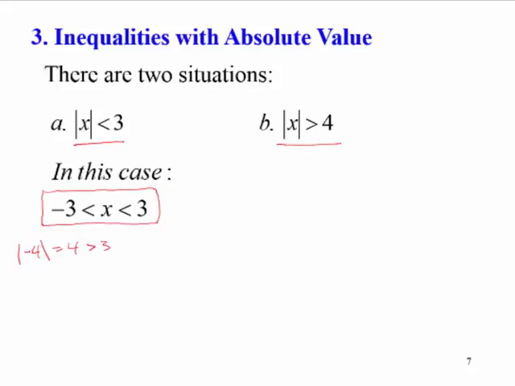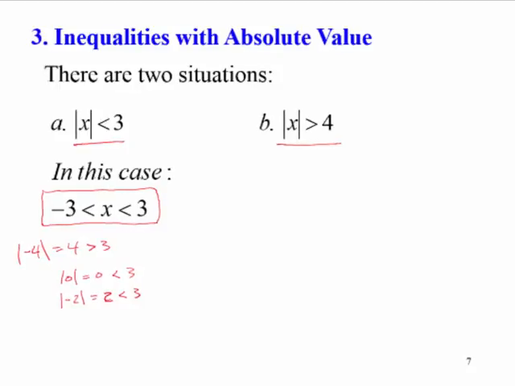0 works. Absolute value of 0 is equal to 0, and that's less than 3. Absolute value of minus 2, right? Minus 2 works, is equal to 2, and that's less than 3.